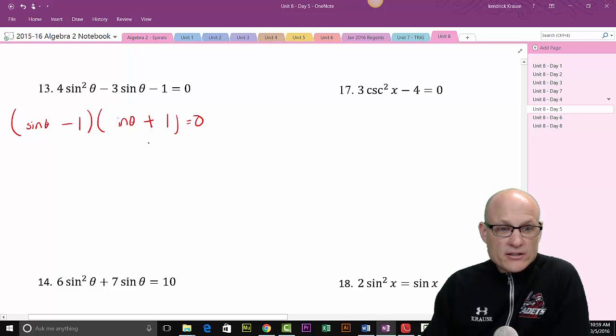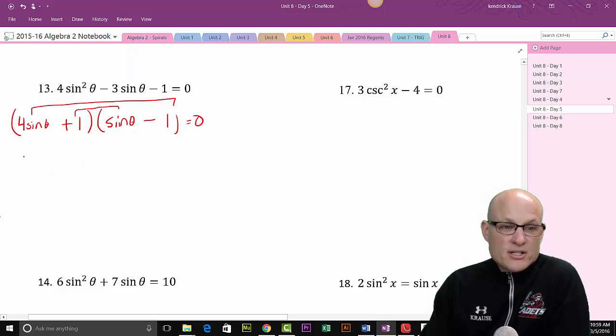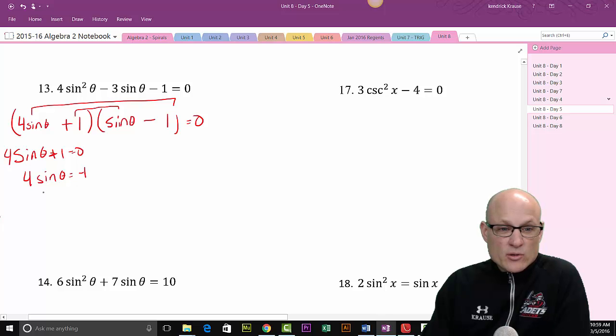So let's try 4 and just 1. Let's see, that's +4 and -1. Oops, signs are backwards. So let's make this positive, and we'll come over here and make this negative. All right, so -4. Okay, got it. So now I've got sine theta equals... 4 sine theta plus 1 equals 0. Bring the 1 over, I get 4 sine theta equals -1, or sine theta equals -1/4.